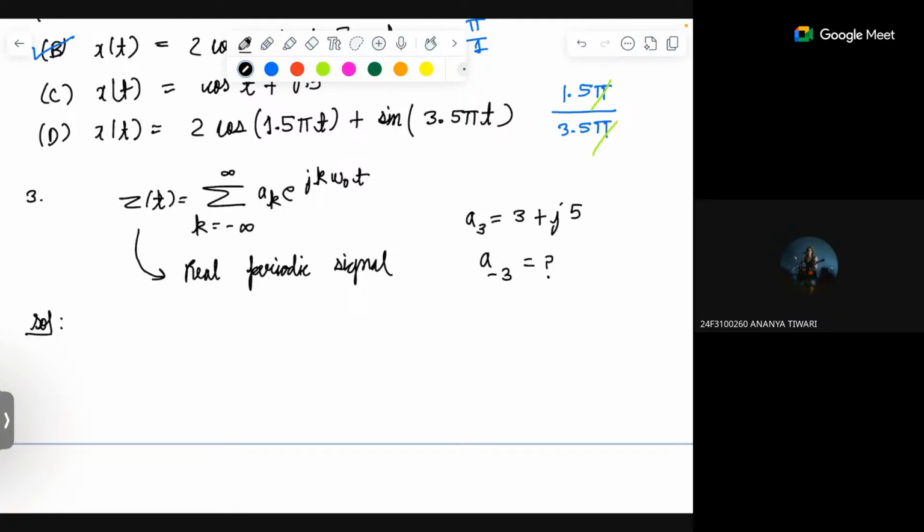Alright, I will just write it then. If z(t) is real, then a_k will be conjugate symmetric. You remember what is conjugate symmetric? Okay, so z(t) is real means that a_k is conjugate symmetric. So now you have to tell me a of minus 3, a of 3 is given. Take 2 minutes and then tell me the answer. Start.